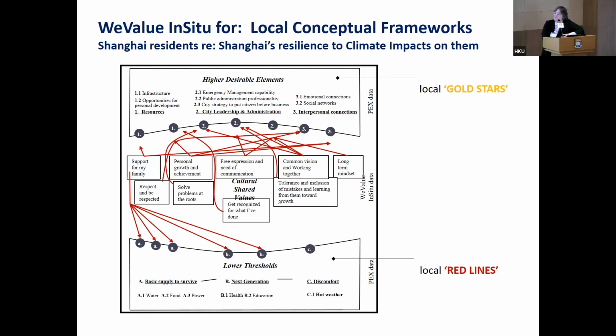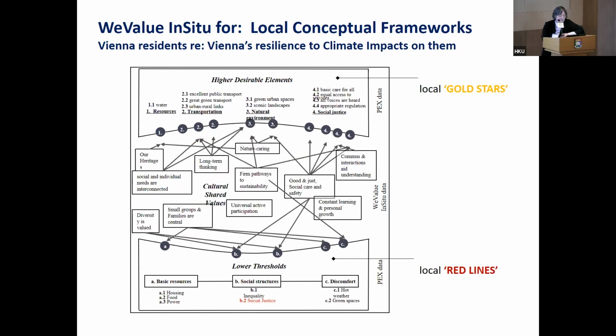And we can do something similar for ESG for different areas. This is one for Vienna, just to show you how different it is. They like universal participation. They want everybody in town to be contributing. They're very big on family groups. They want public spaces and cafes and things designed for family groups. It's important to them. And what would make them leave?